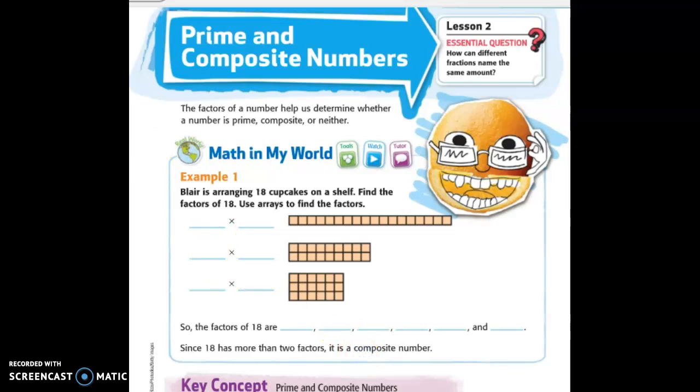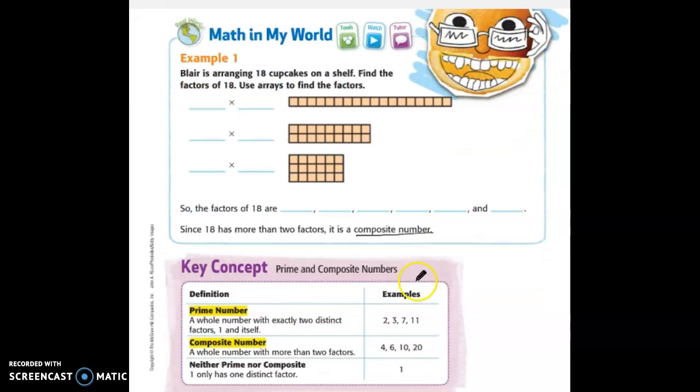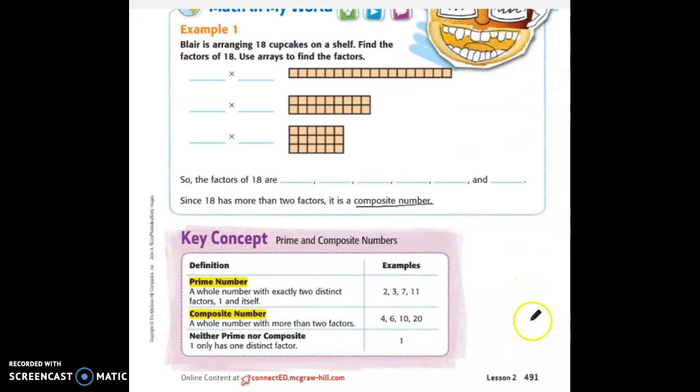It is a composite number. If this was the only array that worked in making a grid, then it would be a prime number. So you might want to reference back to this chart or mark this page, maybe dog-ear the corner, so that you can come back to this page to remind yourself what is a prime number and what is a composite number.